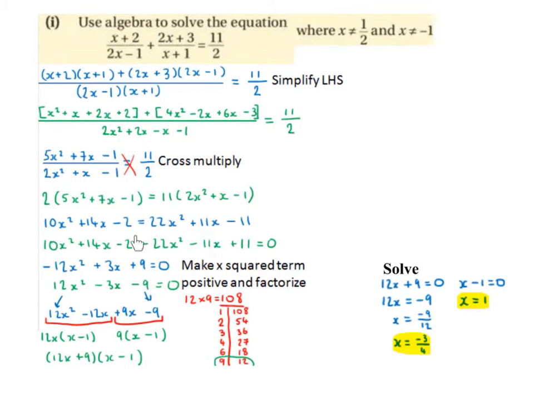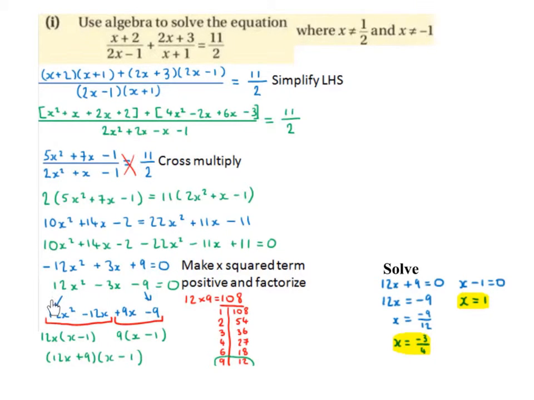14x minus 11x gives us 3x, and minus 2 plus 11 gives us 9, and this is equal to 0. We're going to change the signs across so that we can make our x squared term positive and then factorize. So minus 12x squared becomes plus 12x squared, plus 3x becomes minus 3x, plus 9 becomes minus 9.